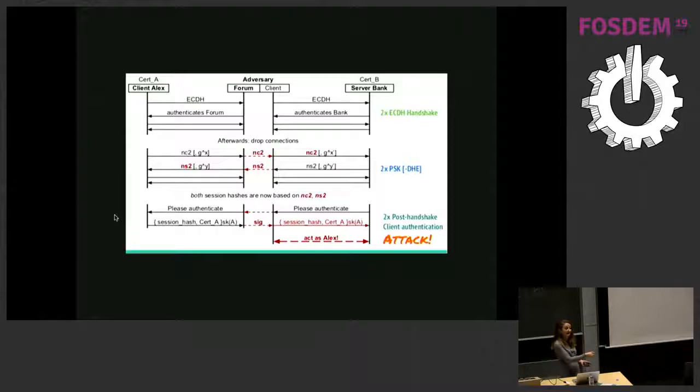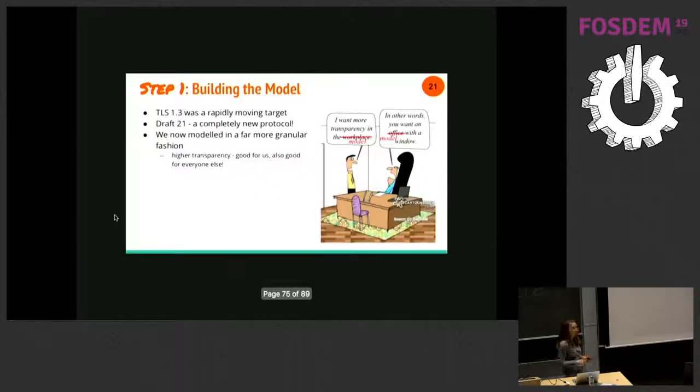And that's bad, okay? And it happens because there isn't a proper binding of certain things in these connections. Full details of this are in the papers, and I'll show you links to those later. Okay, we had to update our model to draft 21 because TLS 1.3 was a rapidly moving target, and draft 21 looked like a very new protocol, and we modeled in far more granularity this time. This was good for us, but also good for anyone who wanted to look at our model.